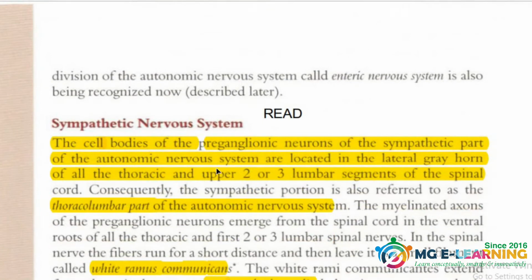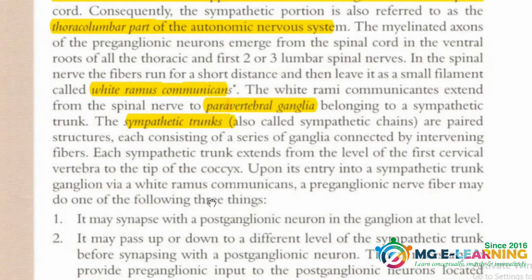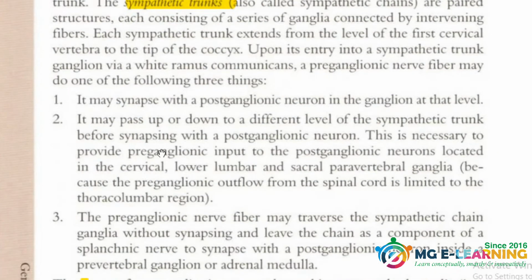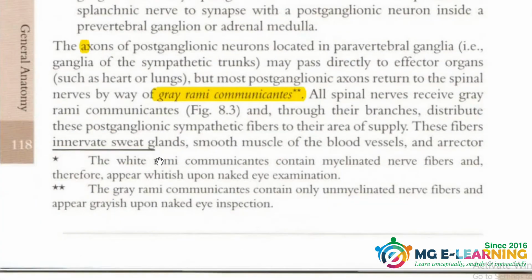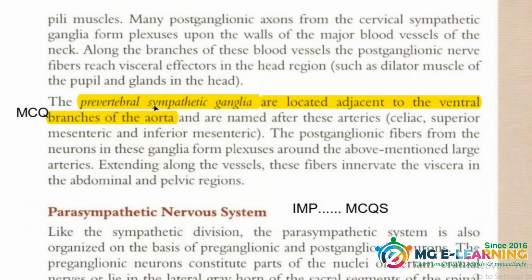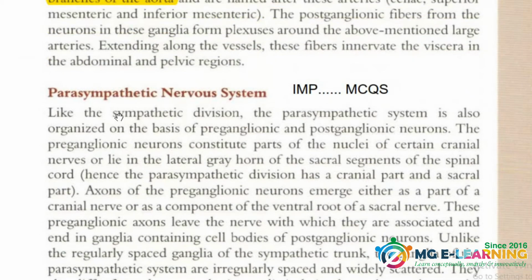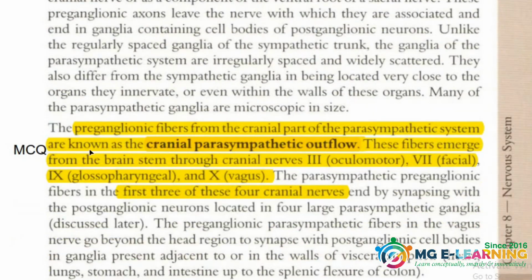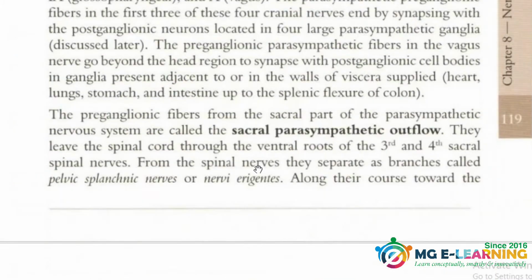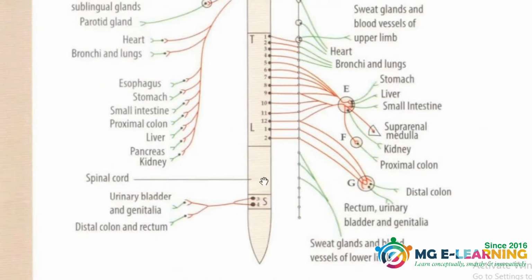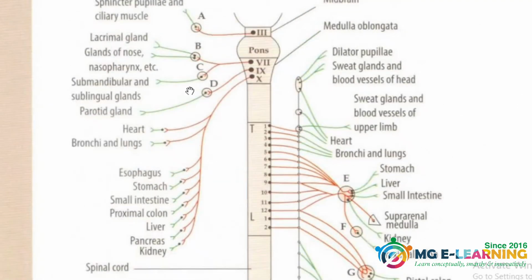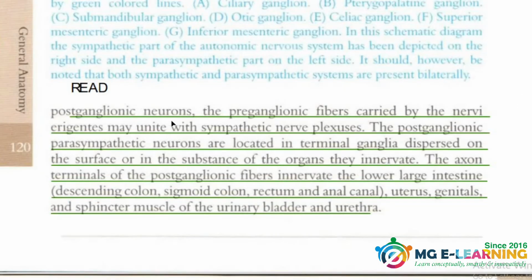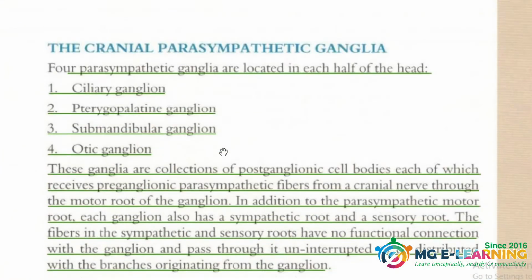Next is the sympathetic nervous system. Just read this topic thoroughly. You already know all the details from the physiology point of view. So the important points are highlighted and they are important for your MCQs. Now is the parasympathetic, again important for your MCQs. These are important MCQ points. This diagram is important and it is covered in physiology. Just give it a reading.